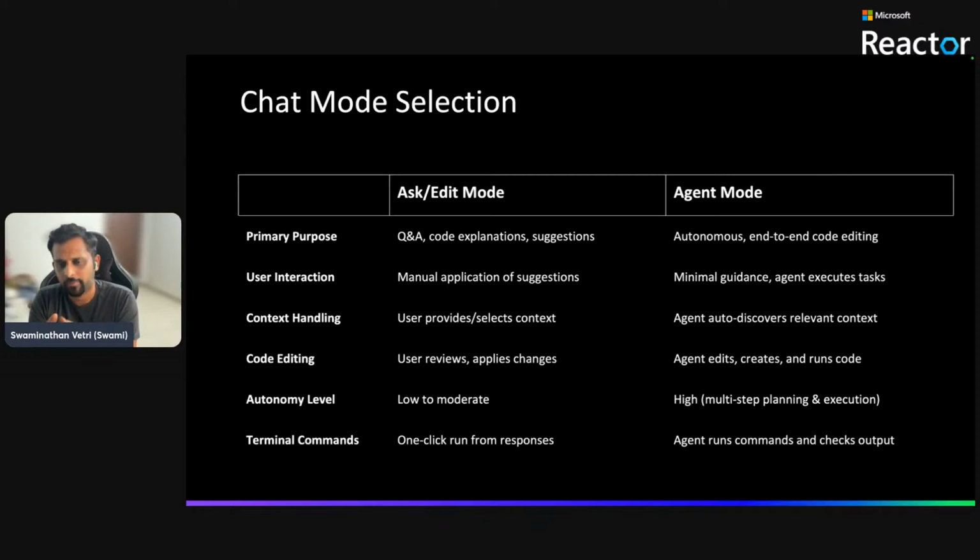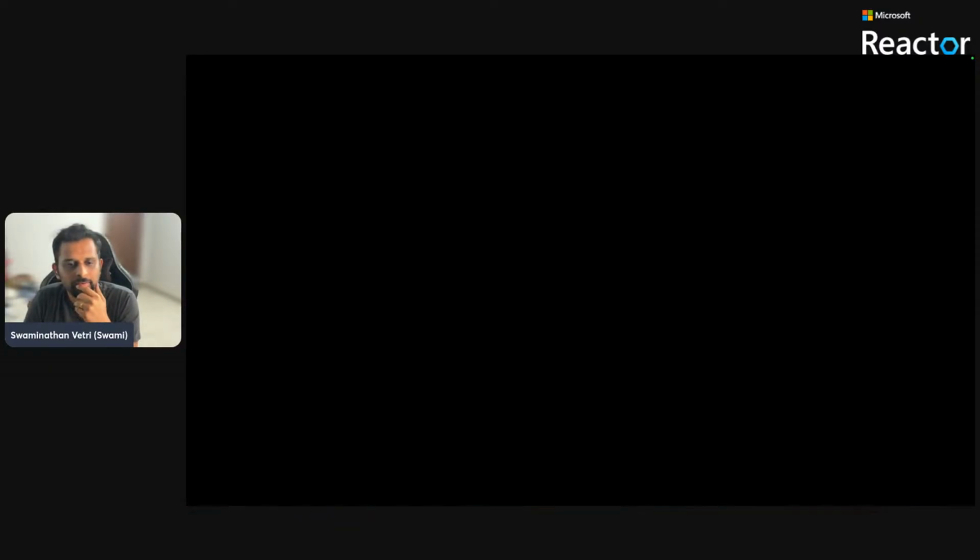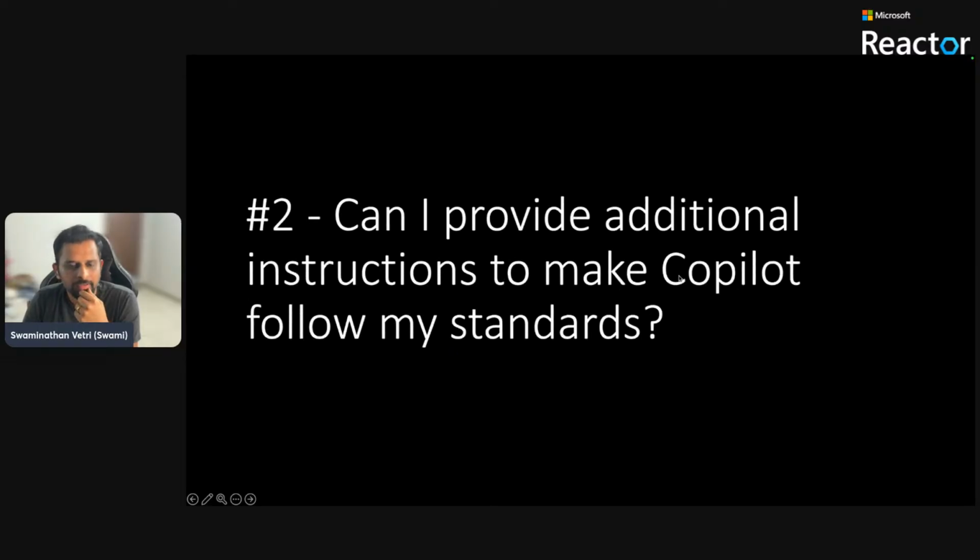This is one thing I've been asked by multiple people, how do I choose the modes, which I thought is one of the primary things for everyone to know when we start using GitHub Copilot, right? Now, the next thing is, can I provide additional instructions to make Copilot follow my standards? This is also a common problem, right? Because as everyone knows, Copilot is trained on public code that's available in GitHub.